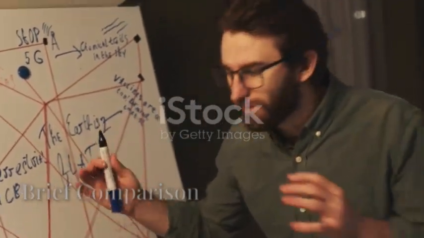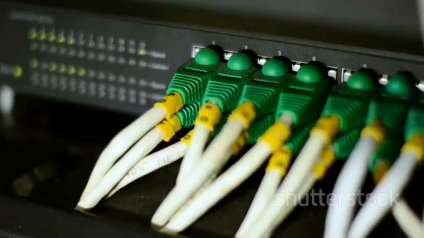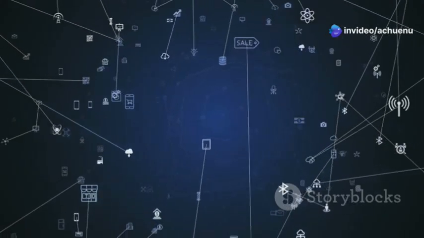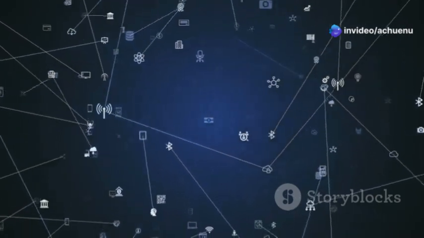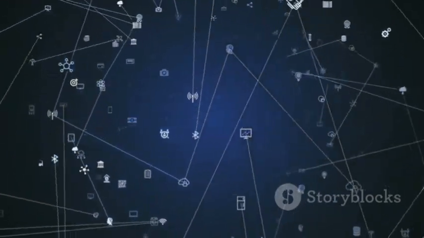To make things clearer, here's a brief comparison. Switches connect multiple devices within the same network using MAC addresses. Routers connect multiple networks using IP addresses. Gateways connect different systems or networks that may use different protocols and translate between them.